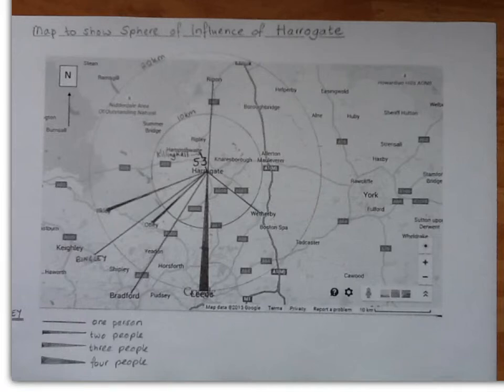The aim of this presentation is to teach you how to draw a sphere of influence map. The purpose of the sphere of influence map is to show how far people have travelled in order to visit Harrogate on the day that you carried out your questionnaires. You will in fact be drawing two sphere of influence maps, one of which should end up looking like this.